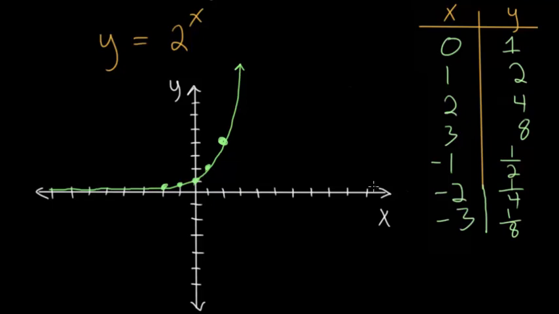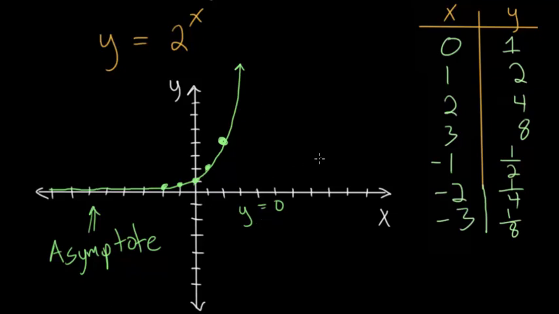And one key feature of this graph is this x-axis. It's acting as what we call an asymptote. And an asymptote is essentially a line that the function will not cross. So that line is y equals 0 in this case. The function will just never cross that, since there's no x value that can make y equal to 0.